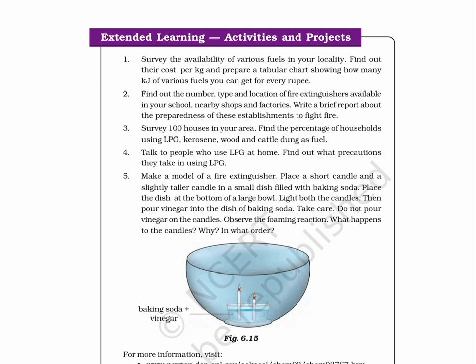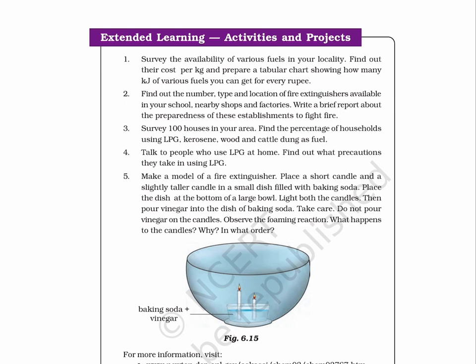3. Survey 100 houses in your area. Find the percentage of households using LPG, kerosene, wood and cattle dung as fuel. 4. Talk to people who use LPG at home. Find out what precautions they take in using LPG. 5. Make a model of a fire extinguisher.